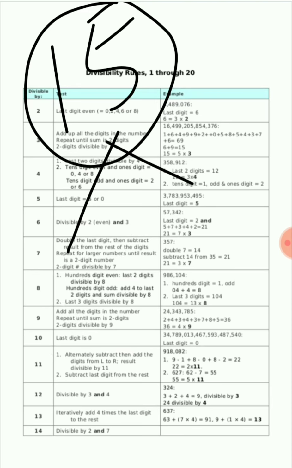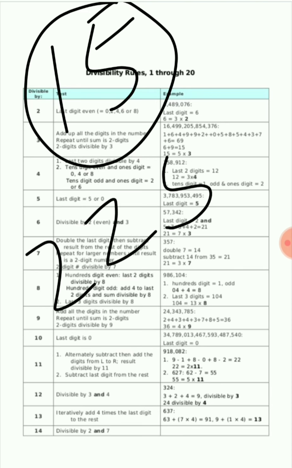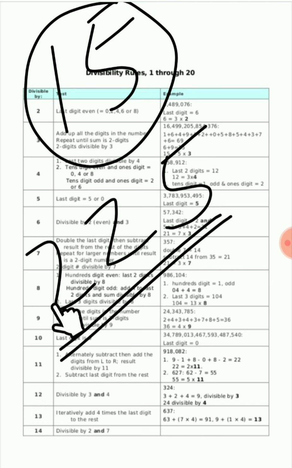Let's take an example. Let the number be 225. Is this number divisible by 15? How can we check? First we check divisibility by 3. To do this, what was the rule? The rule was the sum of the digits is divisible by 3. What is the sum of the digits? 2 plus 2 plus 5 is 9. The sum of the digits is 9. This is divisible by 3, so the number is divisible by 3.